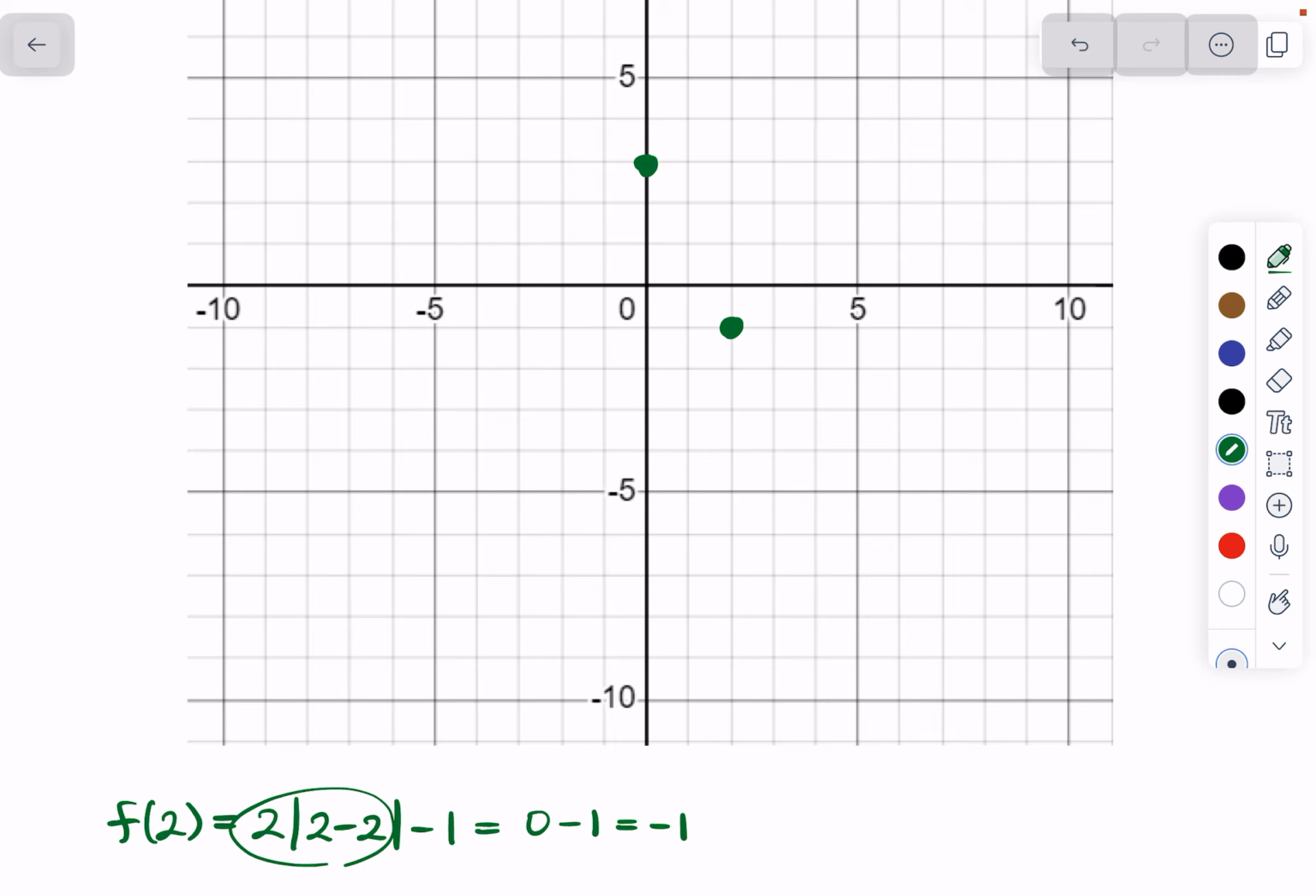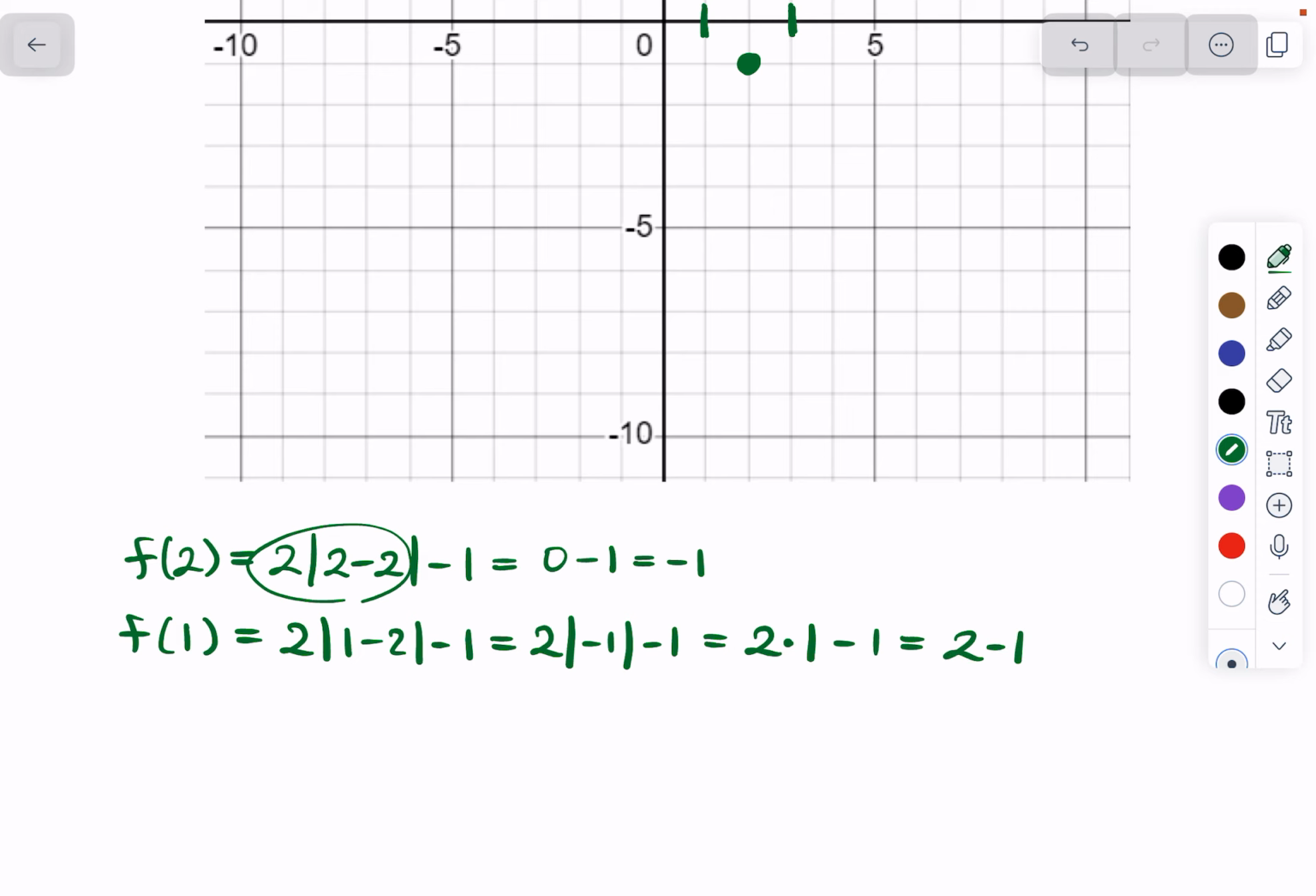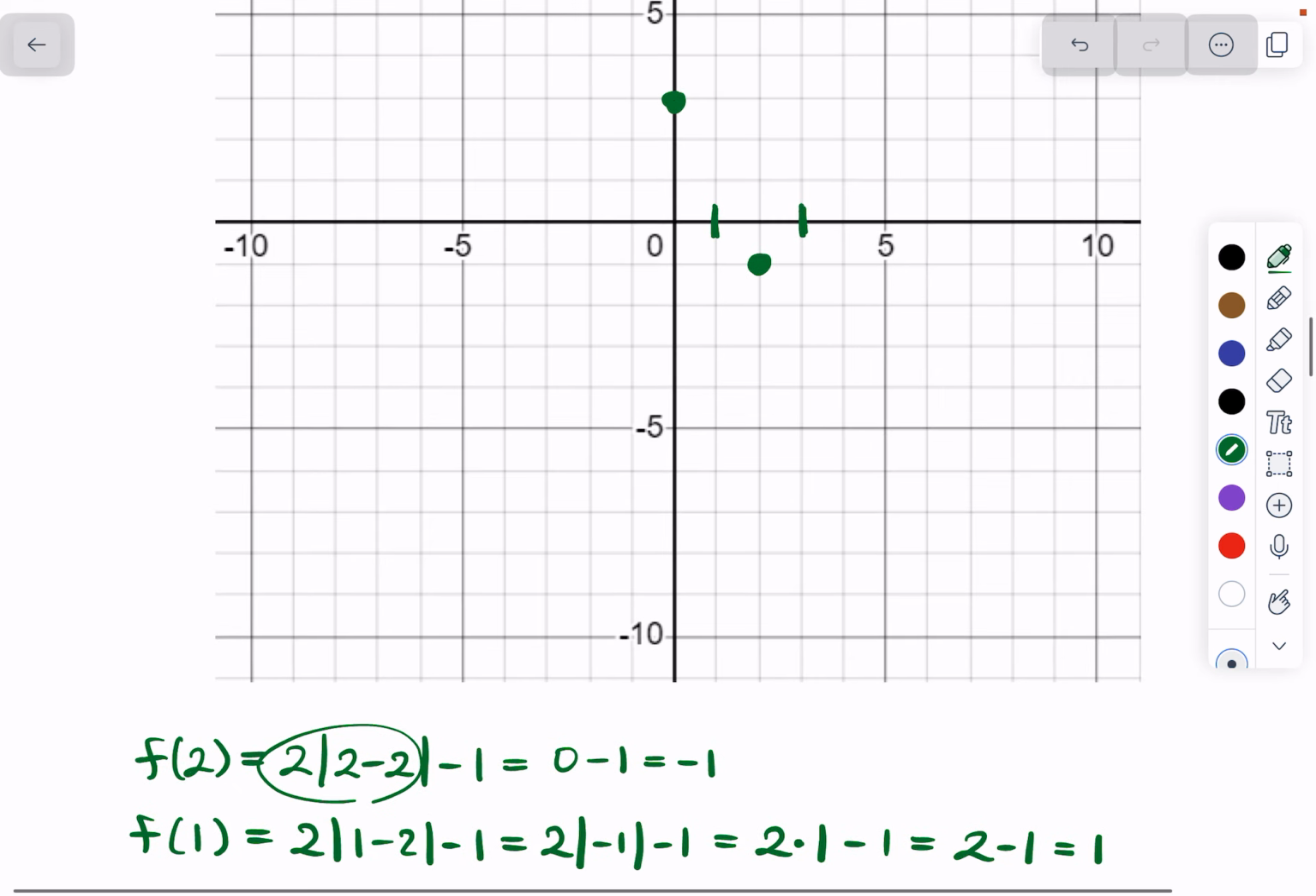And it might be a good idea to go ahead and plug in 1 for this tick mark, and then 3 for this one to see where those points are. And I think we'll be able to see the whole graph at that point. So let's plug in 1. 2, absolute value 1 minus 2, minus 1. That gives us 2, absolute value of -1, minus 1. That becomes 2 times 1 minus 1, and that becomes 2 minus 1. And we get a final answer of 1. So the point that should be on my graph is 1 comma 1, which would be right here.